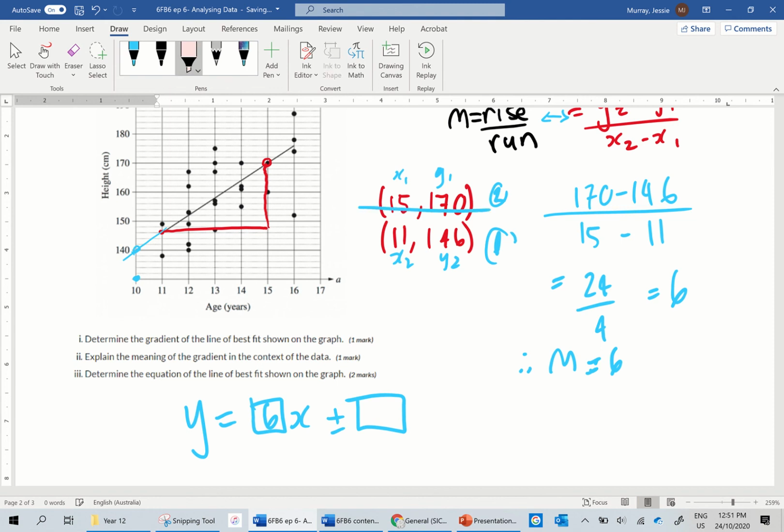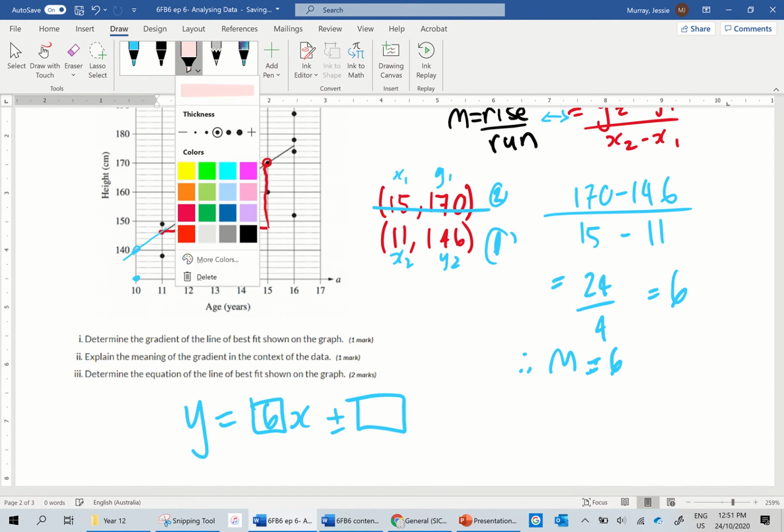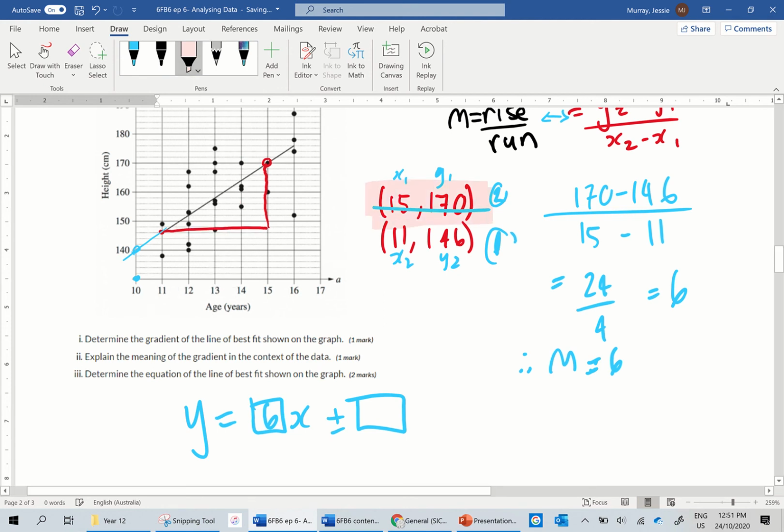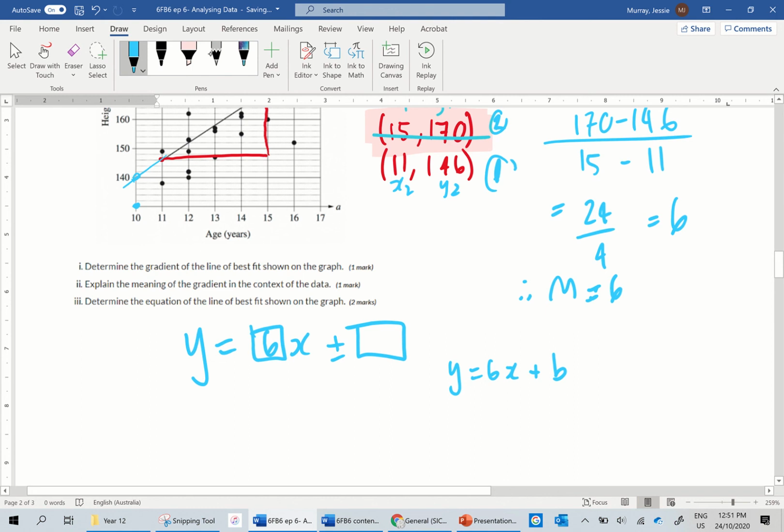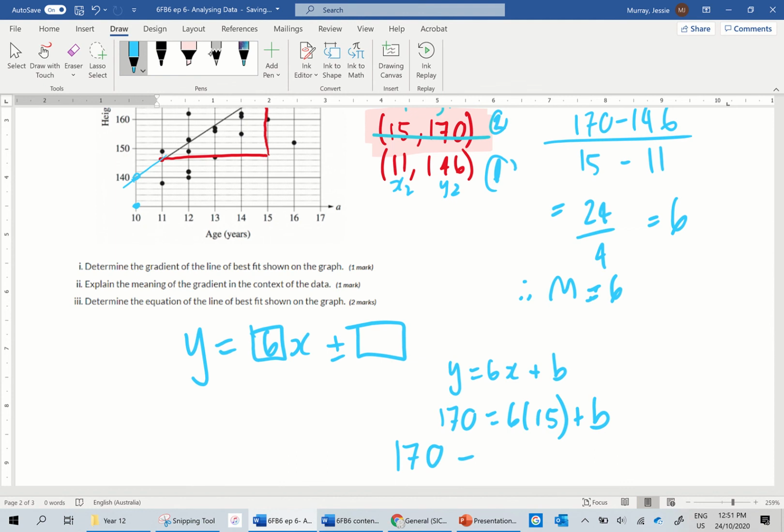So I'll pick one of them. Let's do the first one. And I'll sub it in. So I've got y equals 6x plus b. So putting it all in, 170 equals 6 lots of 15 plus b. So the answer will be whatever 170 minus 6 lots of 15 is, 80.